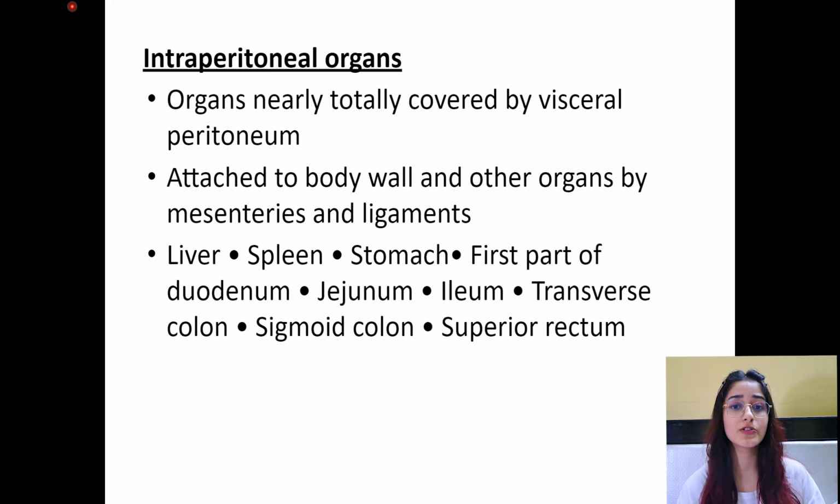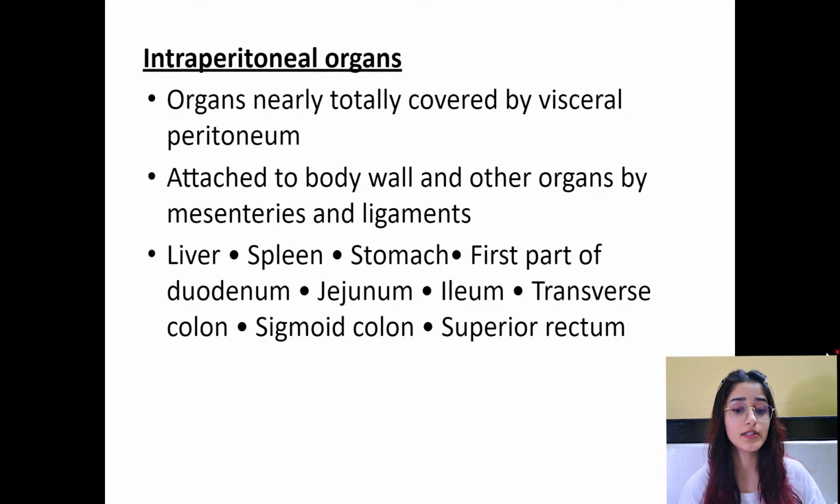So the organs which are completely surrounded by the peritoneum are called the intraperitoneal organs, and they are attached to the body wall by mesenteries, which I showed you in the previous picture. So these are liver, spleen, stomach, first part of duodenum, jejunum, ileum, transverse colon, sigmoid colon, and superior rectum.